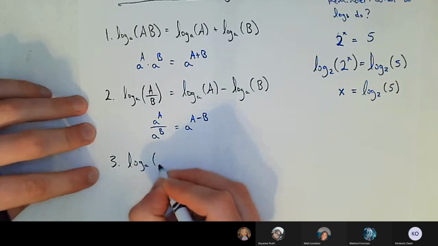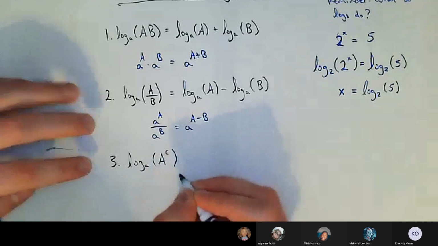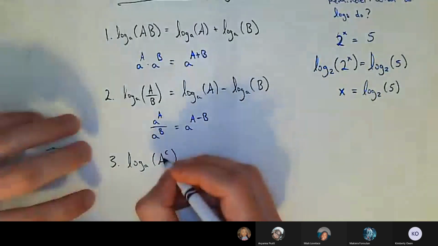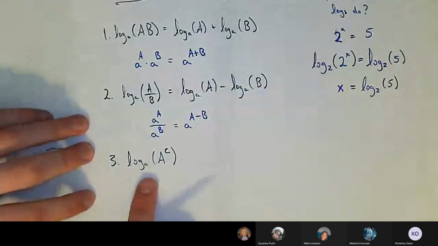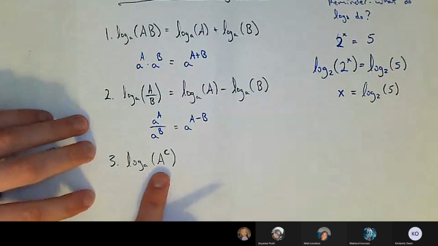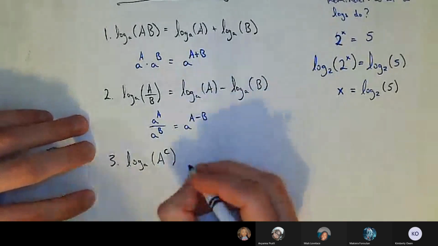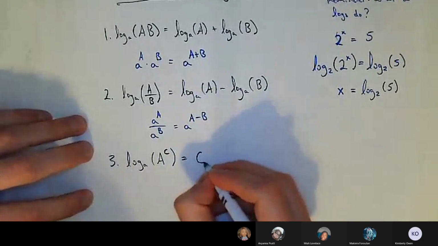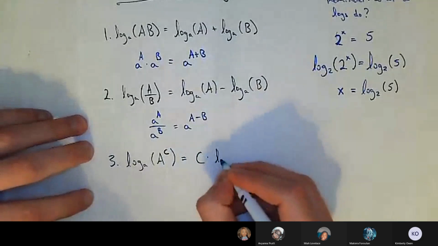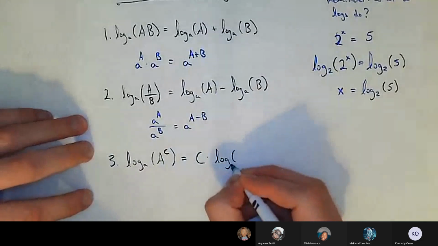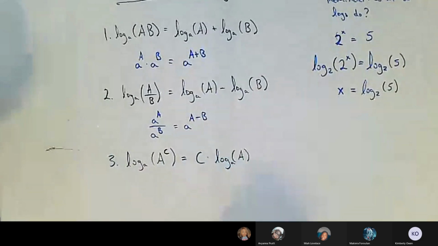Okay, and the last law here that we will make use of is if you have, that's a capital C, log base A of some number raised to an exponent, then you can plop that exponent outside, oops, log base A, like this. You can drop that exponent outside the log and multiply it to the outside of the log.